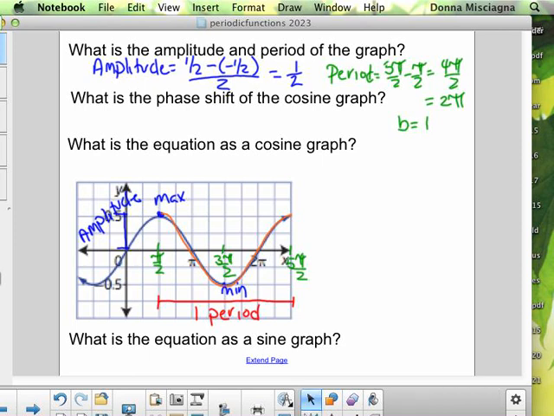And then the phase shift. This graph starts at pi halves. Actually, it's very similar to the last graph, except for the amplitude. So the phase shift is pi halves. You can see it right here. There is the phase shift.